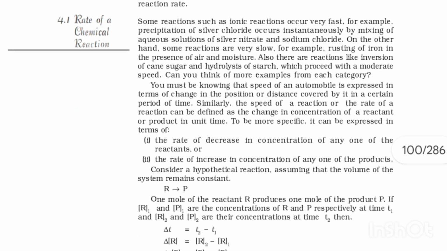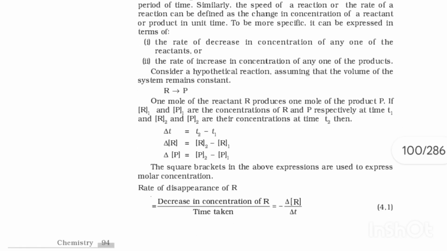Consider a hypothetical reaction, assuming that the volume of the system remains constant: R gives P. One mole of the reactant R produces one mole of the product P. If R1 and P1 are the concentrations of R and P respectively at time T1, and R2 and P2 are the concentrations at time T2, then delta T equals T2 minus T1, delta R equals R2 minus R1, and delta P equals P2 minus P1.